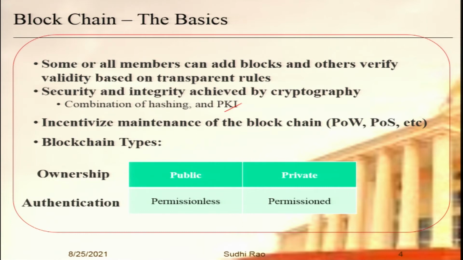And as I said, there are multiple types of blockchains, there are 4 varieties of blockchains. We can classify them based on ownership, and we can classify them based on who can use or access that blockchain, which is authentication. By ownership, blockchains can be public or private, and by authentication it can be a permissionless blockchain, where anybody can access it, anybody can mine it, anybody can maintain it, or it could be a permissioned blockchain. So, we can see 4 combinations: public, permissionless blockchain.